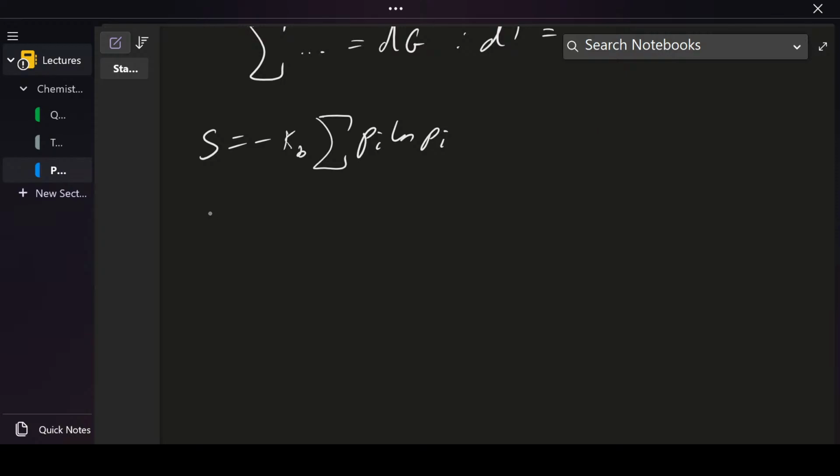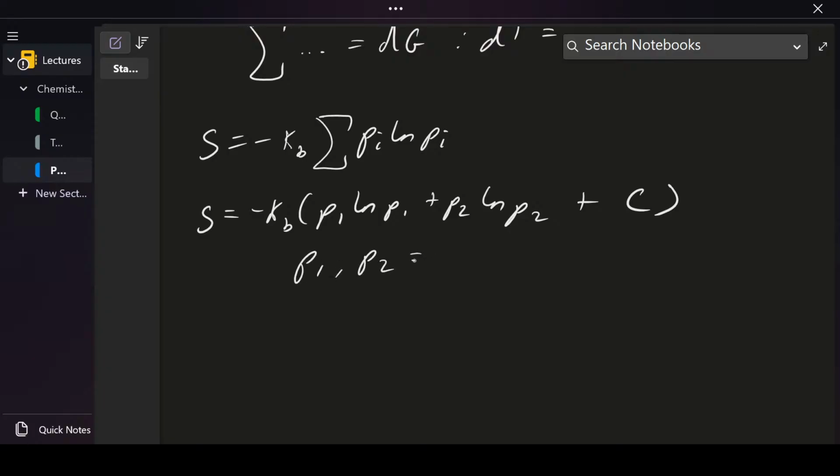And so the entropy for the first two states, well, the entropy is going to be equal to, if I write out the first two states explicitly, negative kB p1 ln p1 plus p2 ln p2 plus some other constants I don't care about. And here p1 and p2 at equilibrium are going to both be equal to 1 over omega. And I'm going to say this is just equal to A, because otherwise I'm going to be writing a lot of 1 overs.